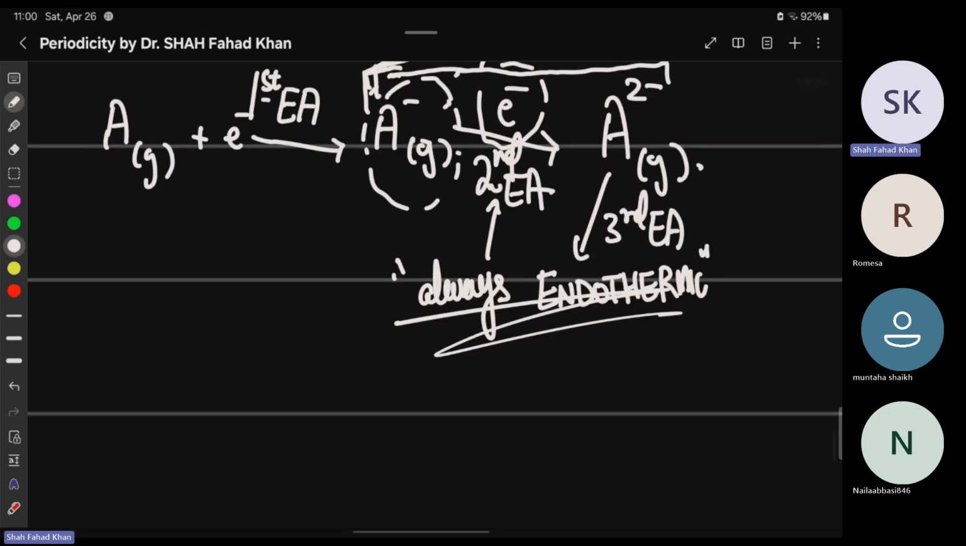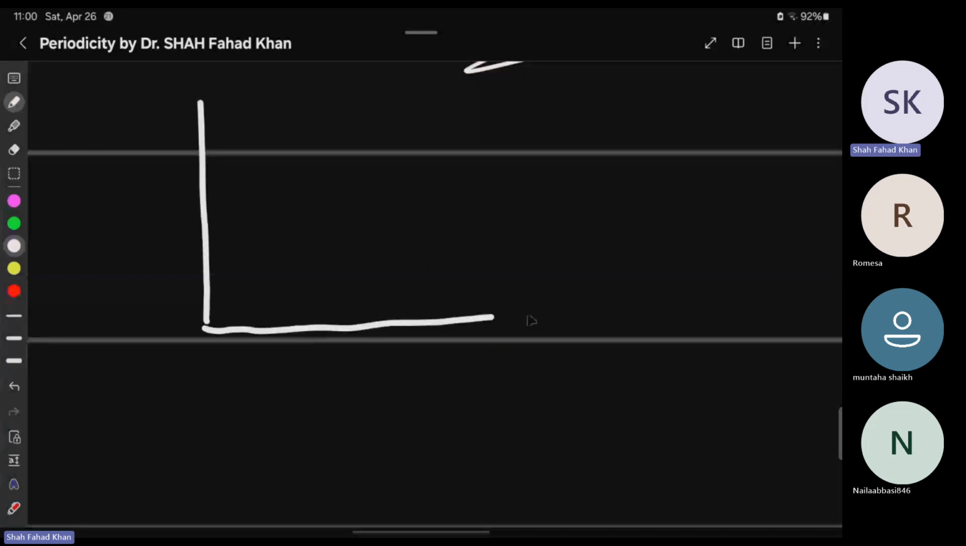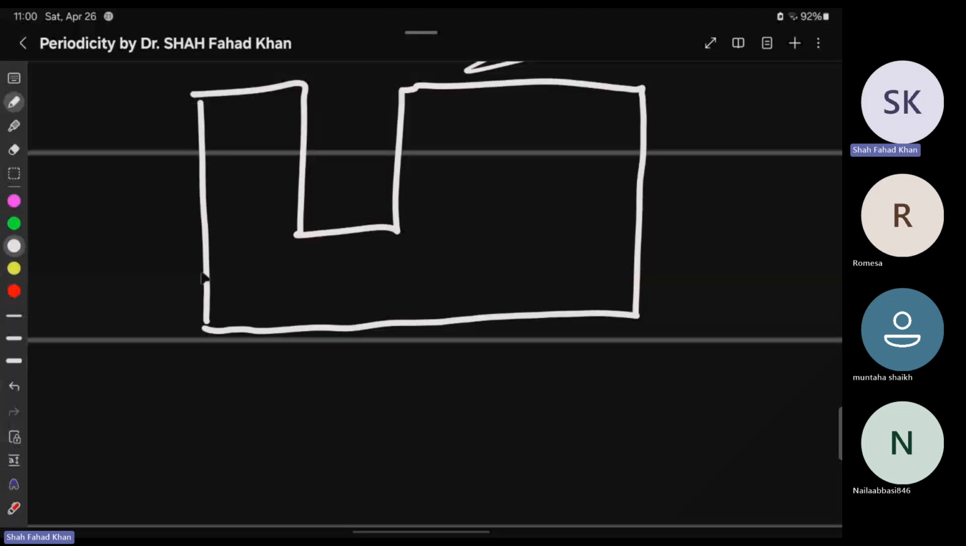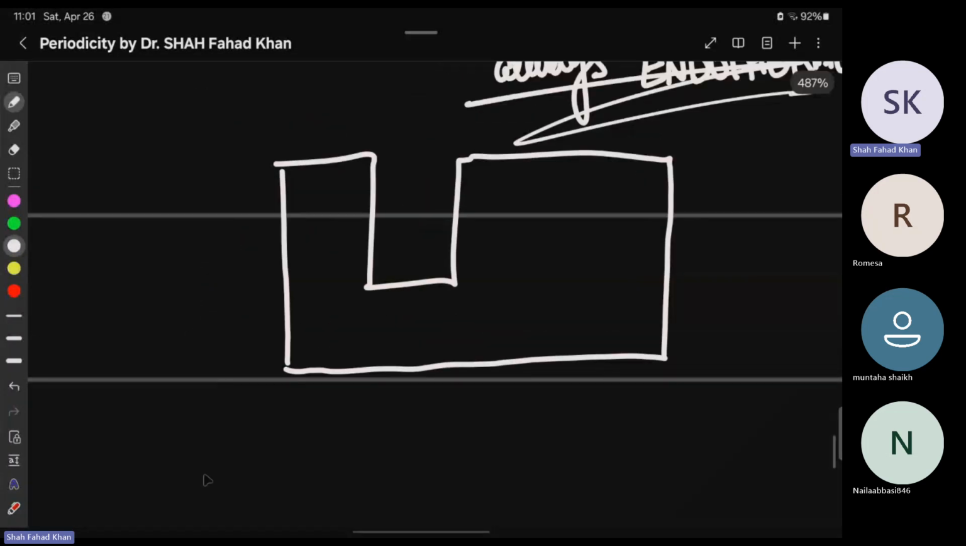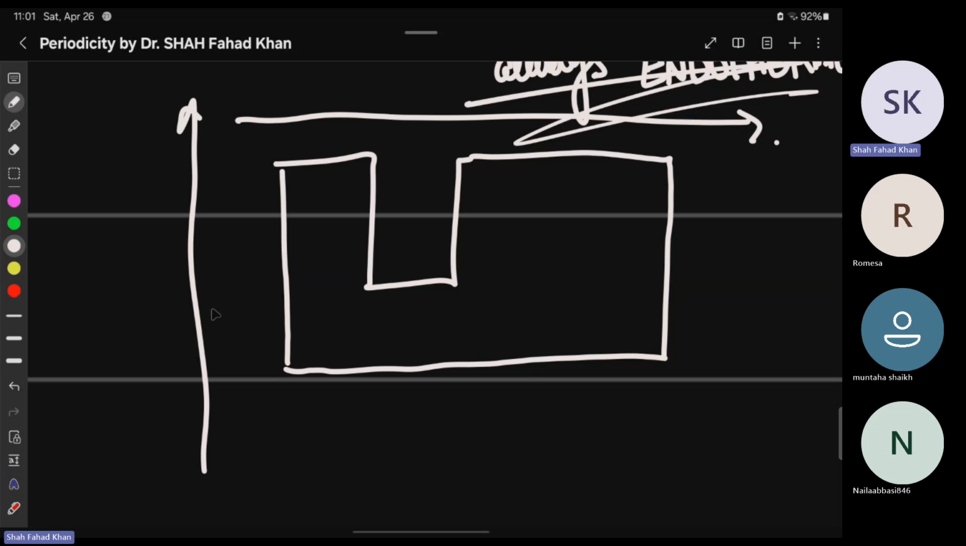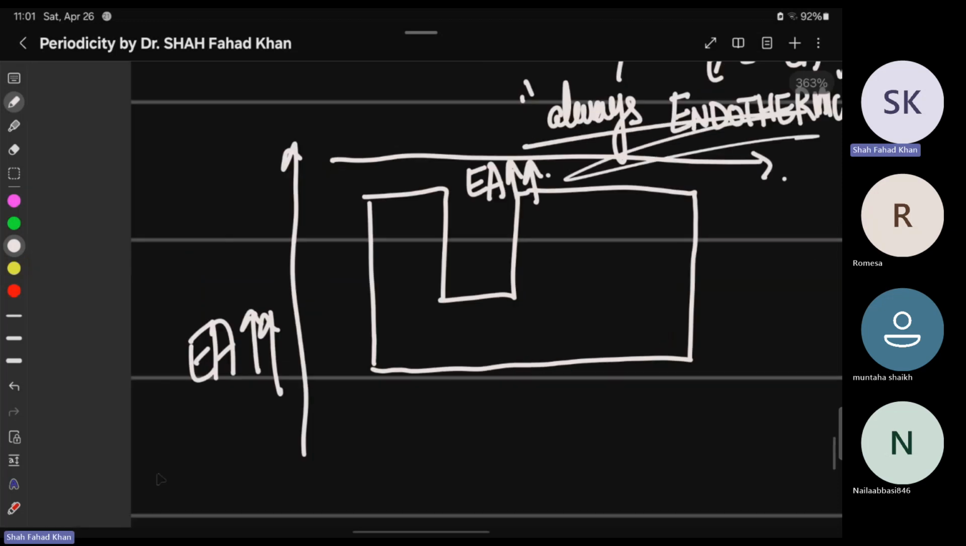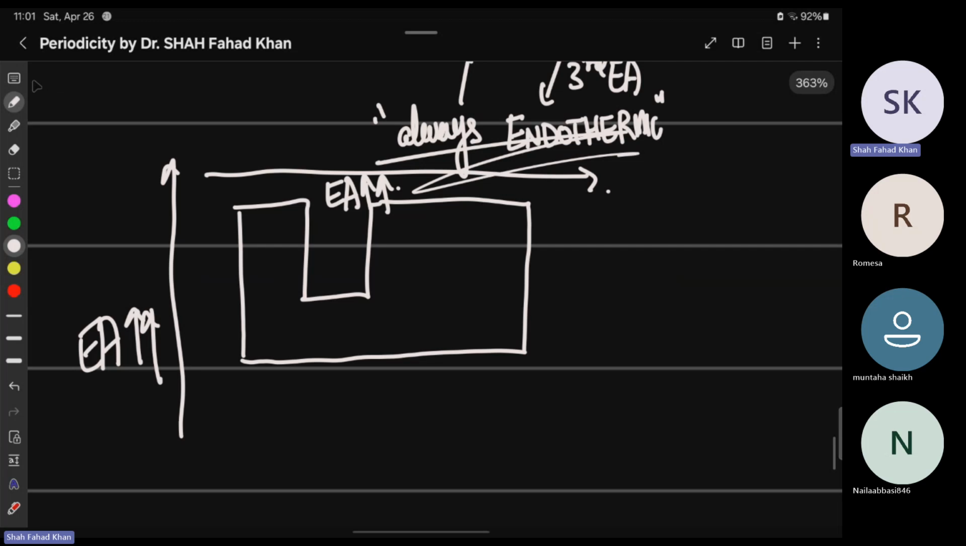The trend of electron affinity is similar to ionization energy, but the good thing about electron affinity is that we don't have any exceptions. So you just need to know a simple trend. And that simple trend is that as you go up the group and as you go across the period, the electron affinity will always increase. That's it. That's the trend of electron affinity.